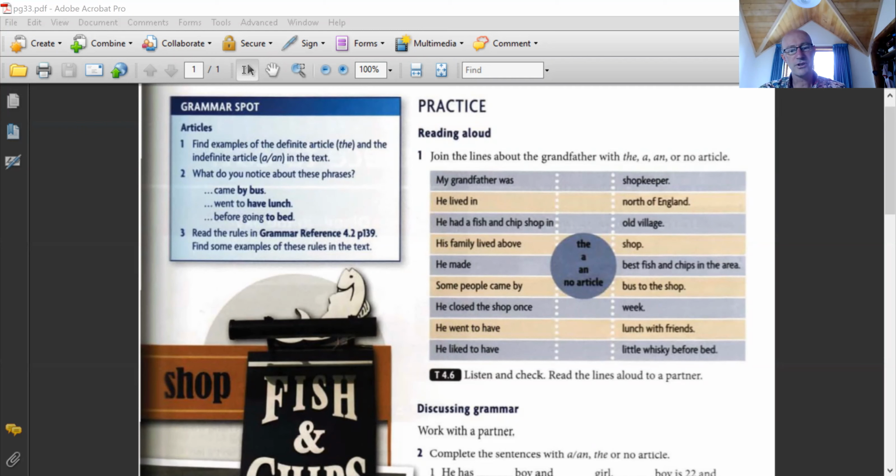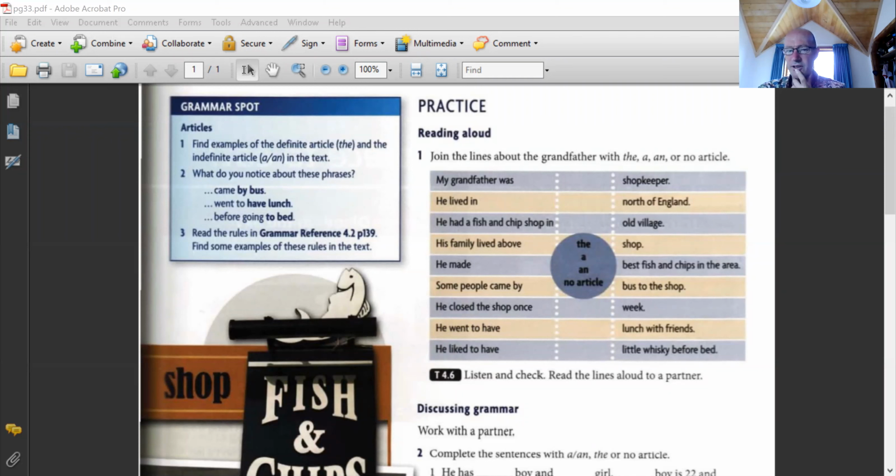So let's have a look first at page 32. So back to the story. My grandfather lived until he was 101 years old. He was a shopkeeper. Aha, there's an article. What sort of article? Definite article or indefinite article? He had a fish and chip shop. Okay, there's another one. So read through, see how many you can find. We'll talk about that in class next week.